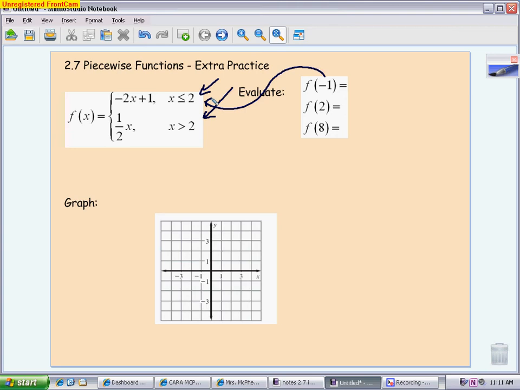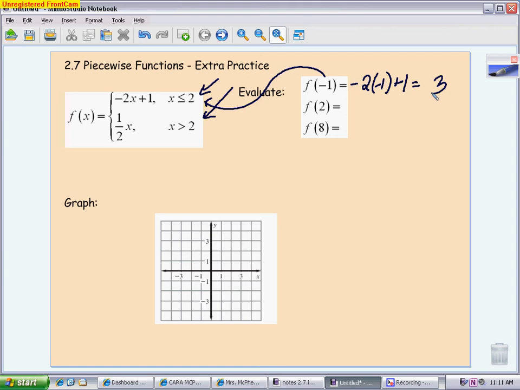You can do this by hand. You can do this using your calculator, just plugging it in, or you can use the table function of your calculator. So I'm just going to do it by hand. We have negative 2 times negative 1 plus 1, which is positive 2 plus 1, which is 3. Your answer is just a number. It represents the y value. If you wanted to write it as a point, you would write it as negative 1 comma 3.